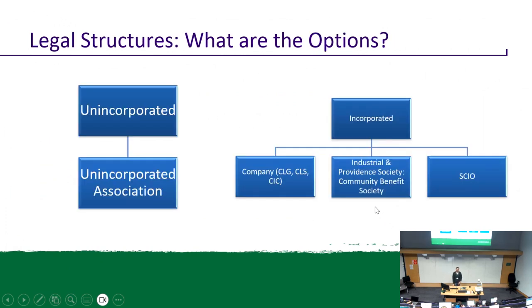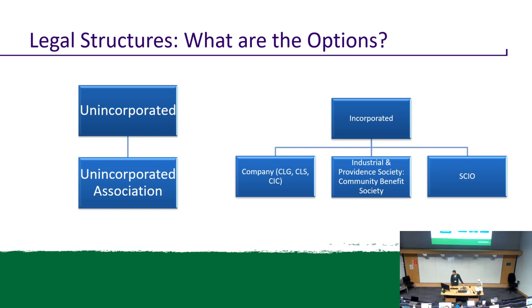Okay, so if we've decided that actually we want to incorporate our club, there's a few different options available to us. We can stay unincorporated and be an unincorporated association. Or if we want to incorporate, we can be one of these options on the right. We could become a company, either a company limited by guarantee, a company limited by shares, or a community interest company. We've also got a community benefit society, which is a cooperative, and a Scottish charitable incorporated organisation.